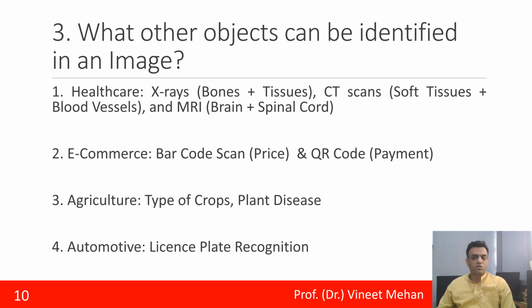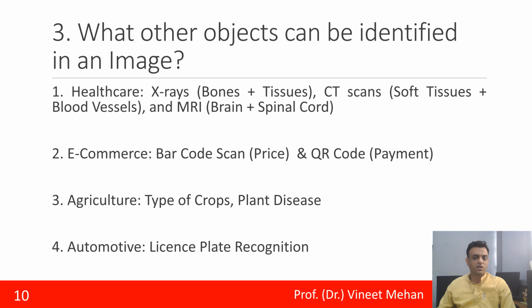Then what other objects can be identified in an image? There are multiple application areas like in healthcare. In X-ray images, bones and tissues can be identified. In CT scan, soft tissues and blood vessels can be identified. In MRI, brain and spinal cord can be identified. In e-commerce applications, barcode can be identified. QR code can be identified.